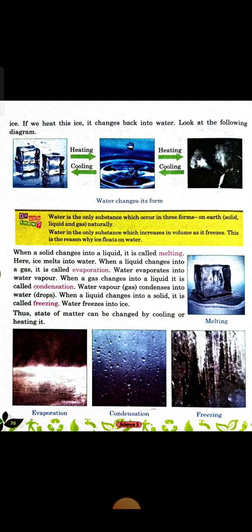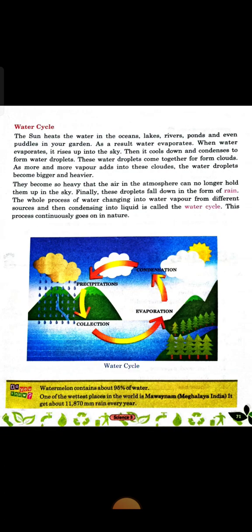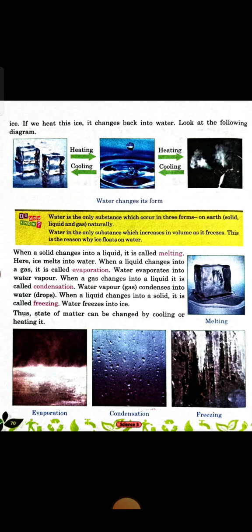Thus, the state of matter can be changed by cooling or heating. So, in this way, there are two ways, that is heating and the other one is cooling. By these two ways, we can change the different forms of matter. See over here, the picture is given of evaporation, condensation, that is the droplets of water, and then freezing, which becomes ice.